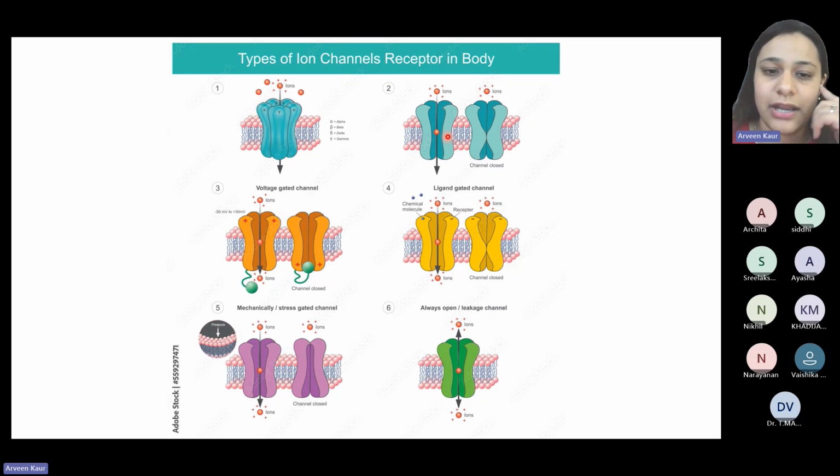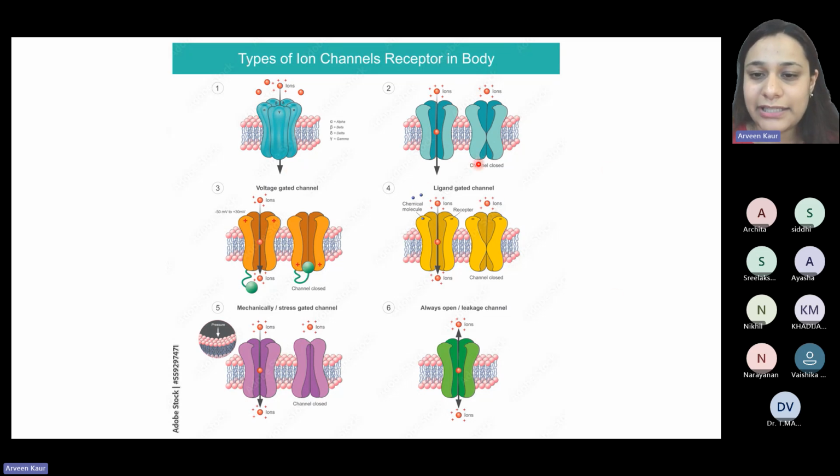The first two are those, right? Then comes the gated channels, right? So the channels could either be voltage gated, meaning that only at a certain voltage will these channels open up. Below or above that voltage, they will not be open, right? They will be closed like this. So physically, they'll be closed so that no ions will be able to pass through.